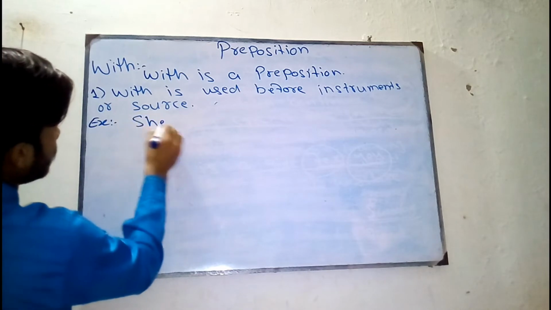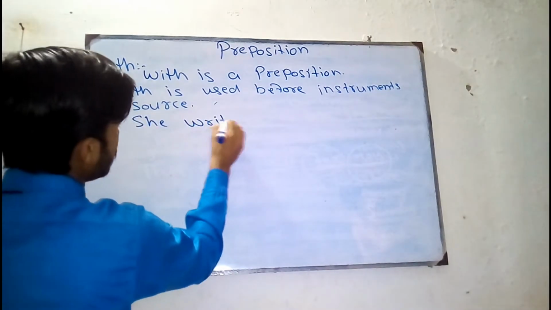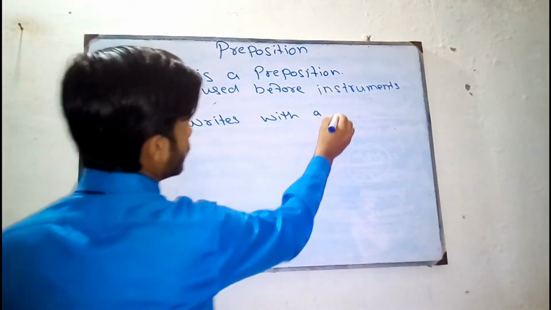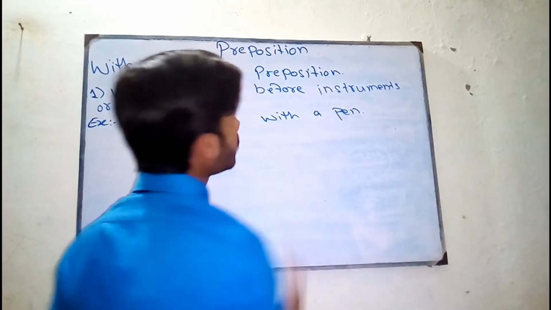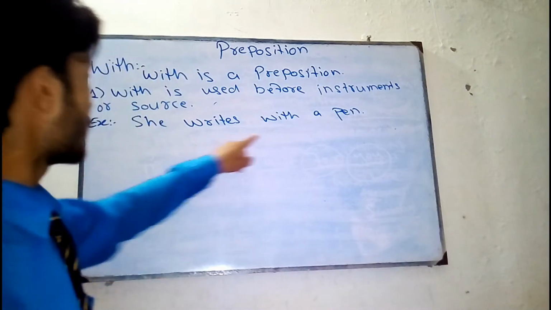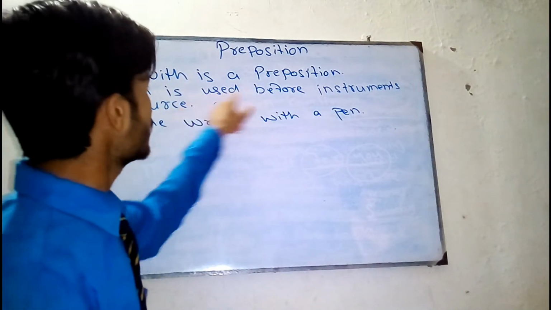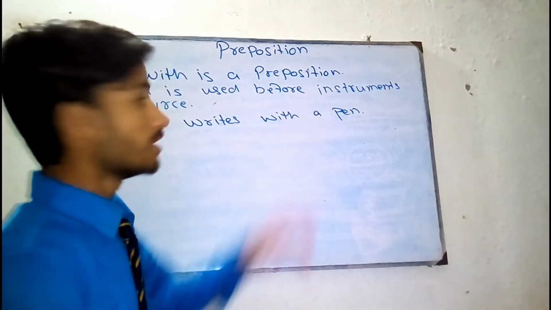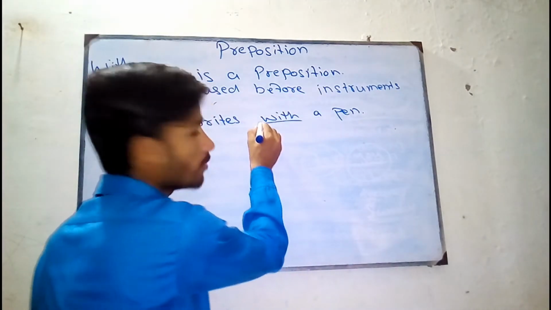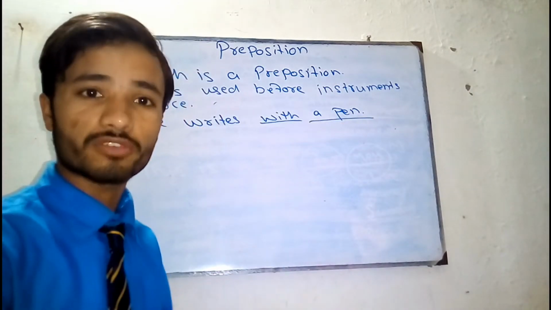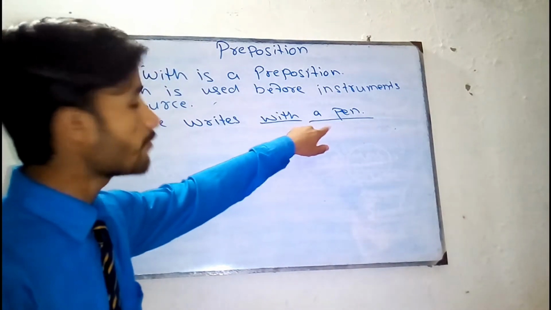She writes with a pen. She writes with a pen. As we said that "with" is used before installment. So see, we used here "with a", and this is a pen. A pen is an installment or source with us, right? So we used "with" before installment.